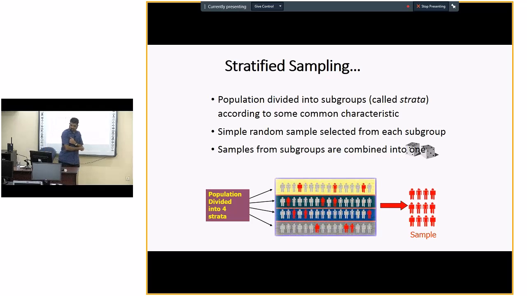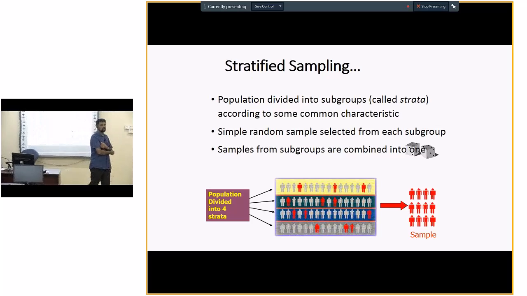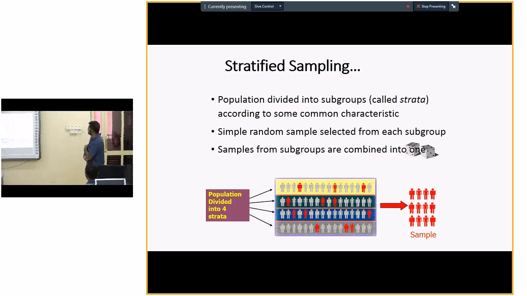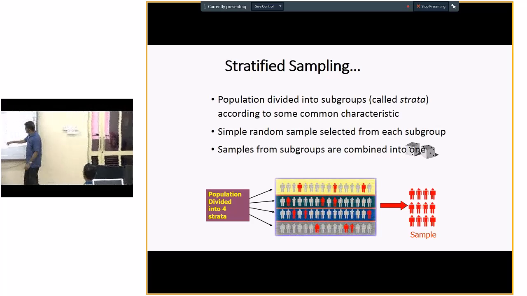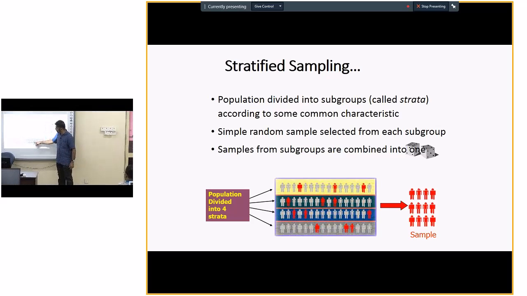Here you can see this example. Right? What is the process? The population is divided into subgroups, or strata. A simple random sample is selected from each subgroup. Again, apply the simple random sampling method. Here you can see the example. First of all, we divide into strata. We can see 4 strata. Out of 4, we take 3 from here, 3 from here, 3 from here, 3 from here. Altogether 12. Is it clear?